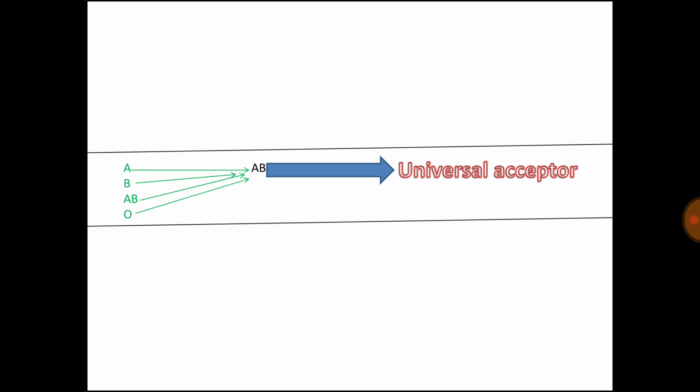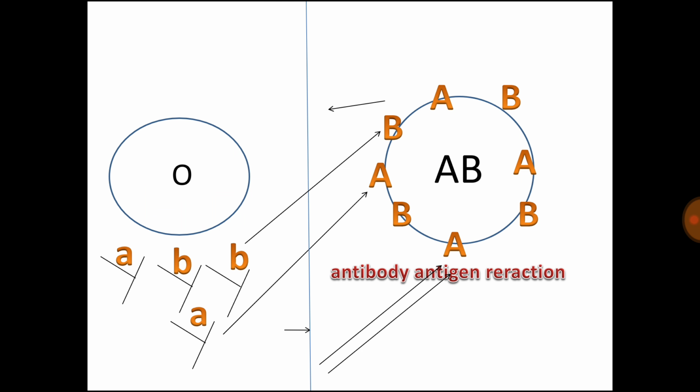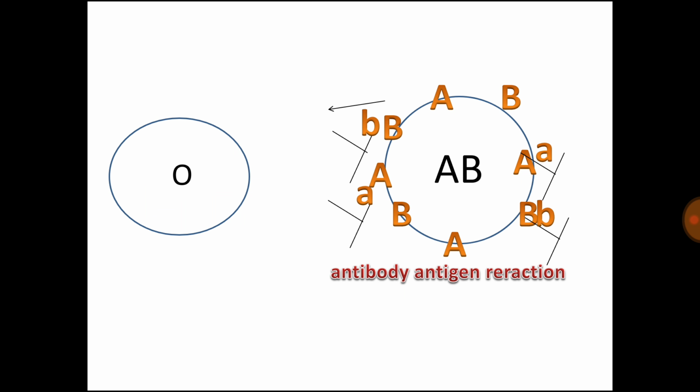So AB can take blood from everyone because as a receiver it has no antibody, and there is no antigen antibody reaction, so it can take blood from A blood group, B blood group, AB blood group, and O, so it's a universal acceptor. And if the receiver is O and the donor is AB having both antigens moving into the patient, these antigens react with the antibodies present in the receiver, which has both B and A antibodies, so they react together and result in clot formation.